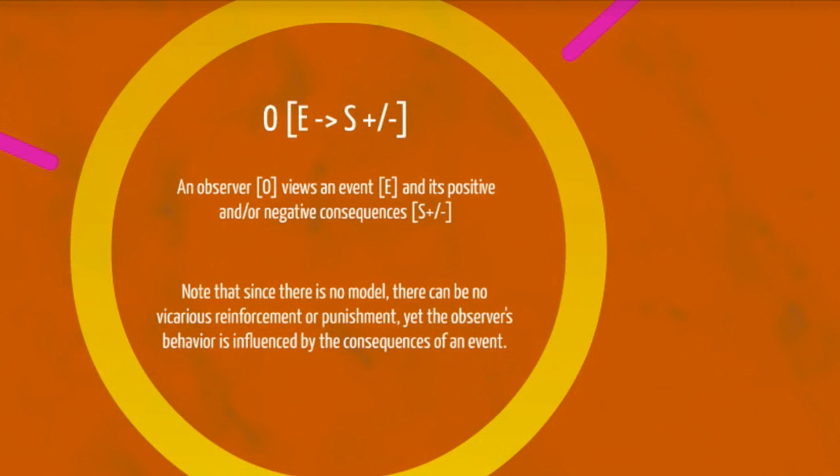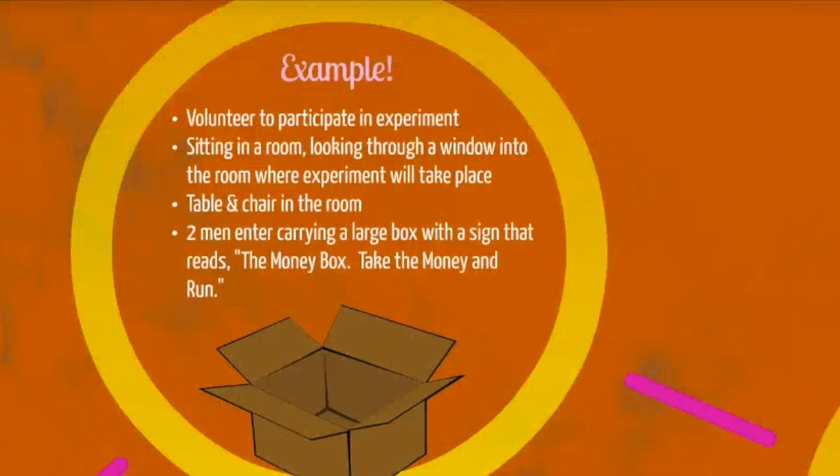This is the formula that describes the idea of asocial observational learning. In this formula, an observer views an event and its positive and/or negative consequences, and then is given the opportunity to imitate and learn the behavior or not. Note that since there is no model, there can be no vicarious reinforcement or punishment, yet the observer's behavior is influenced by the consequences of an event.